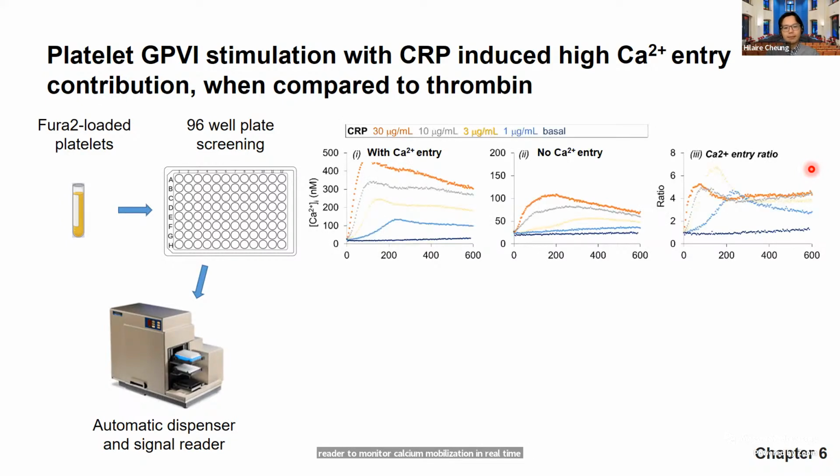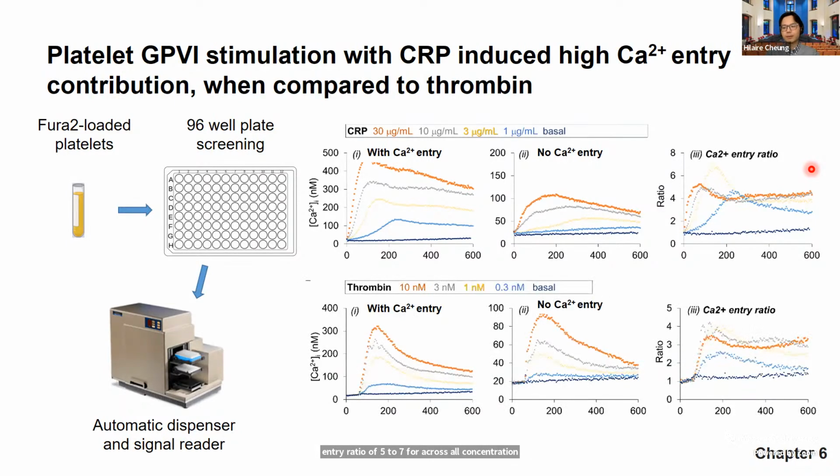As seen in this figure, we tested CRP at different concentrations and monitored the calcium mobilization with and without calcium entry. Under calcium entry, the calcium mobilization results in a higher amount of calcium mobilized. And in the calcium entry curve to the right, we can see an entry ratio of 5:7 across all concentrations.